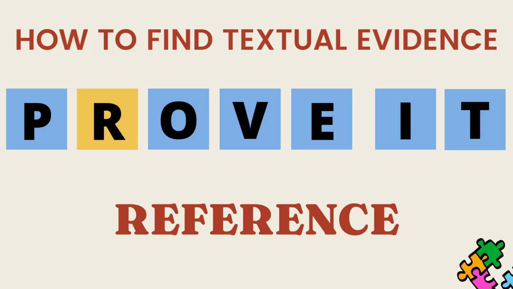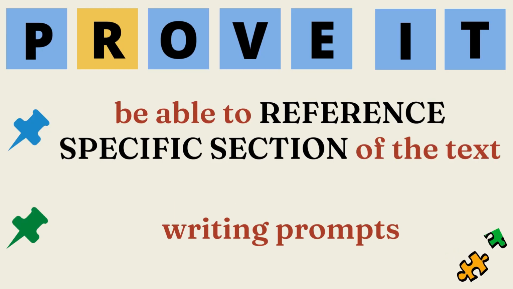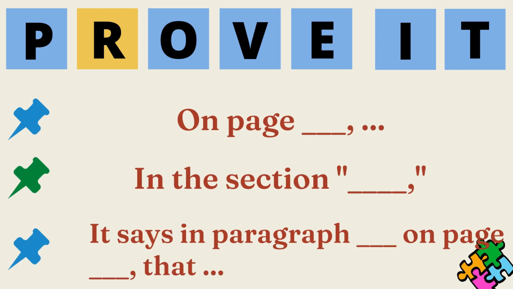Next letter stands for reference. Is this your answer too? This next way in finding textual evidence is simply trying to reference or trying to pinpoint an exact location of your evidence or an idea that would back up your point or your claim. You can make use of the phrases "on page blank," "in paragraph blank," and "it says in paragraph blank, on page blank, that." That technique is what we call referencing.